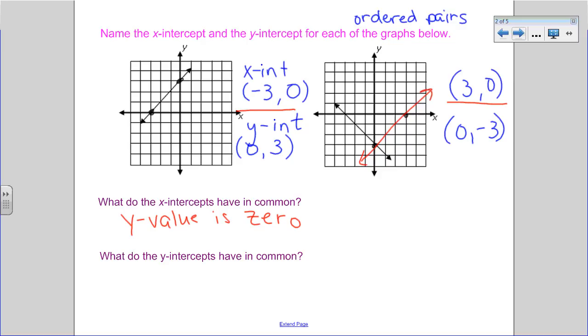Is there any x-intercept, ladies and gentlemen, that's not going to have y equal to 0? No, because everywhere on that x-axis, the y value is 0. So now, obviously, what do these y values have in common? The x value is 0.